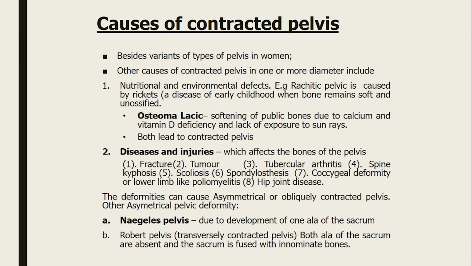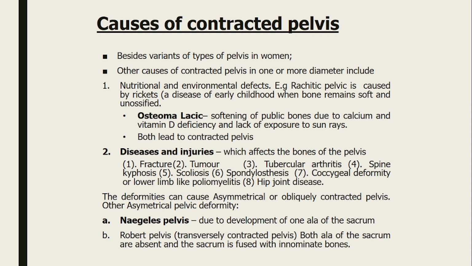Besides the variance of types of pelvis in women that we have mentioned, the android, platypeloid, and the anthropoid, other causes of contracted pelvis in one or more diameter include, 1. Nutritional and environmental defects. For example, rachitic pelvis. Rachitic pelvis is caused by rickets.